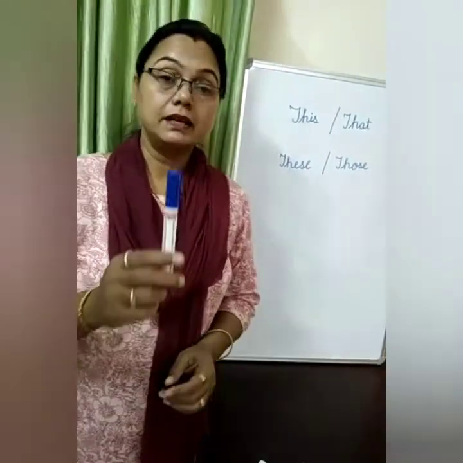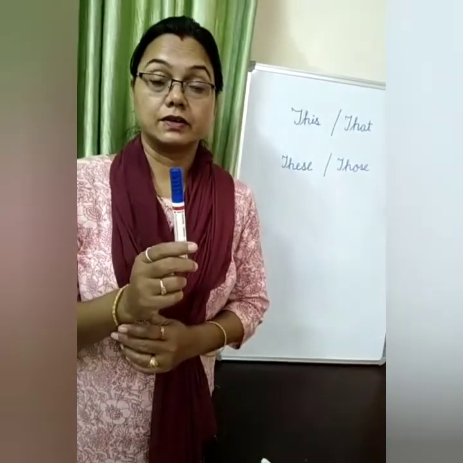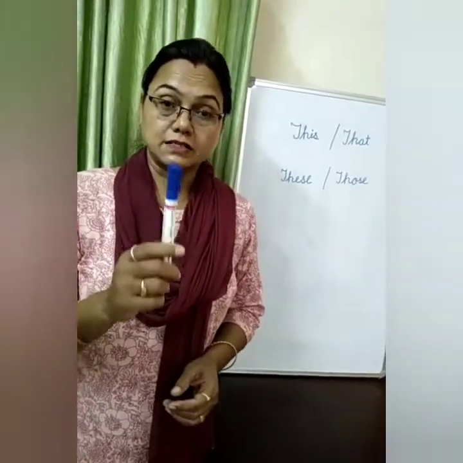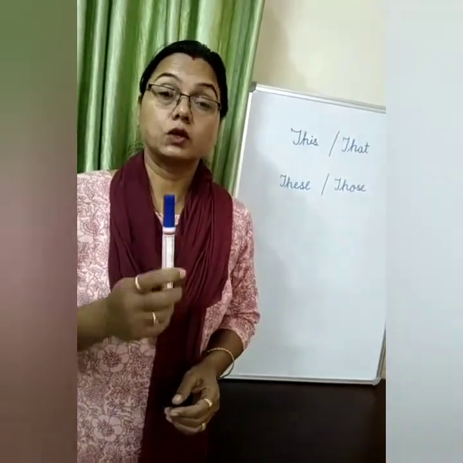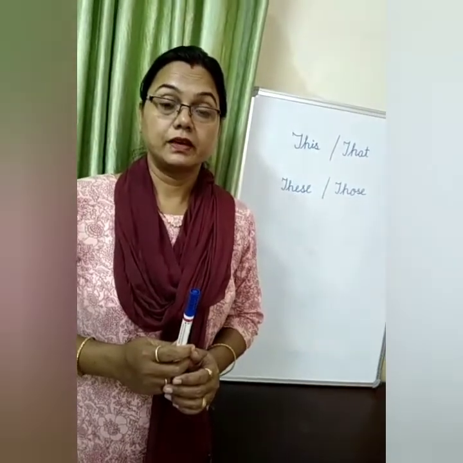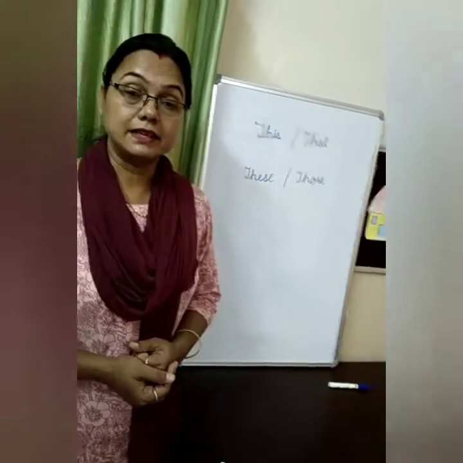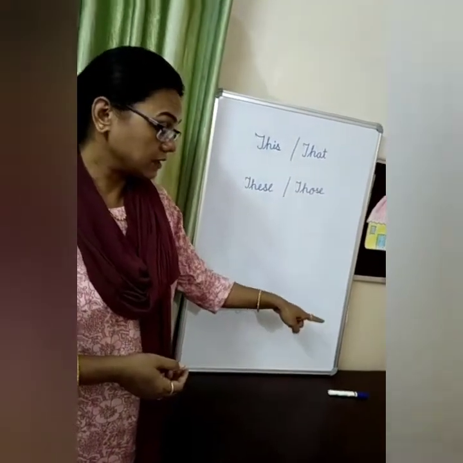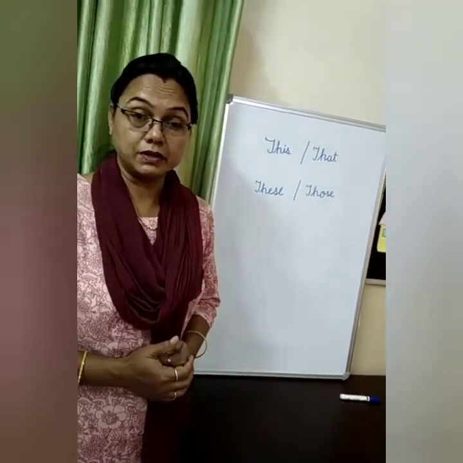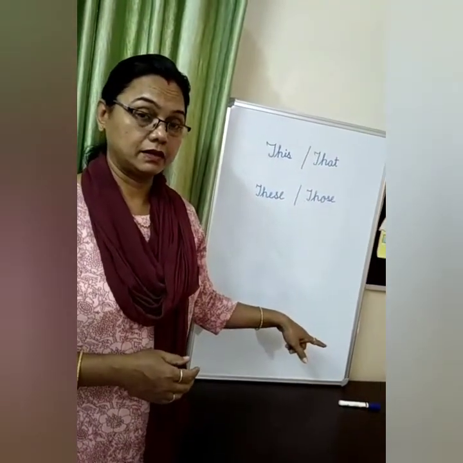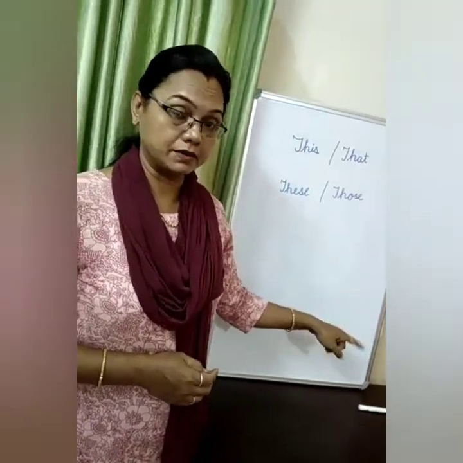Like for example, what is this children? Yes, this is a marker. So as it is one, so I am saying this is a marker. It is close to me. Okay? And if I keep it here, now I will say that is a marker as it is not near to me. It is far from me. And it is only one. So I am using that is a marker.